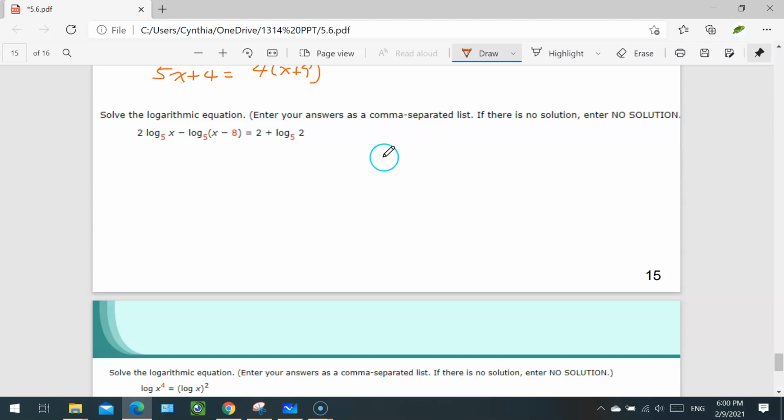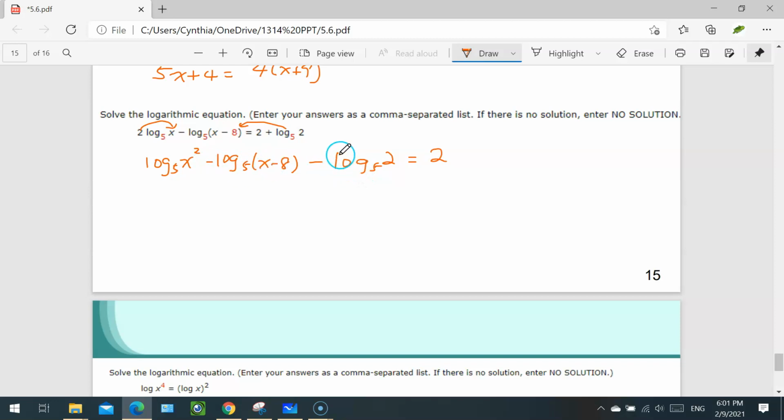We try this one. Right, in this logarithm form, we have a 2, right? So I'm going to swing this 2 to the power part first. So we have log base 5 of x squared minus log base 5 of (x minus a). I'm going to bring this term to the left hand side as well: minus log base 5 of 2 equals 2.